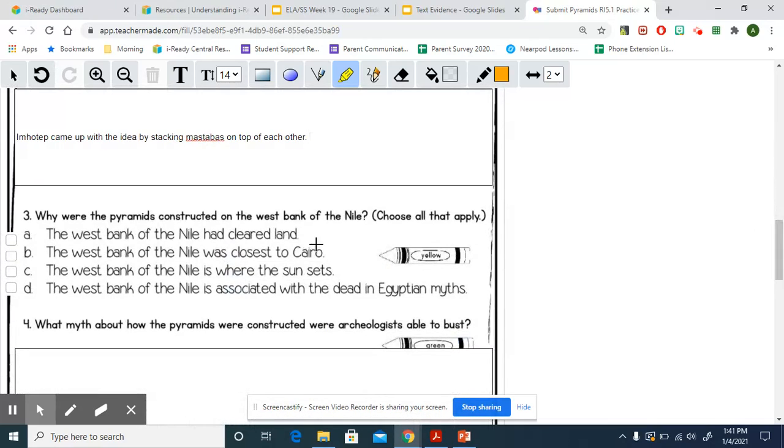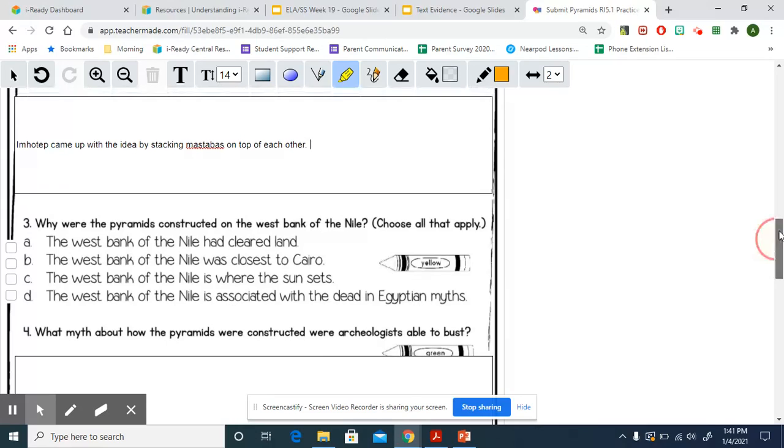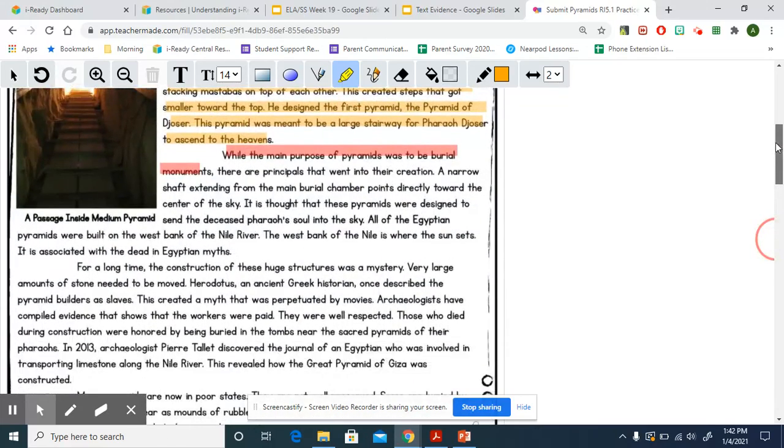All right, next question. Why were the pyramids constructed on the west bank of the Nile? Choose all that apply. Our options are: the west bank of the Nile had cleared land, the west bank of the Nile was closest to Cairo, the west side of the bank is where the sun sets, the west bank of the Nile is associated with dead in Egyptian myths. So we're going to highlight that in yellow. Why did they bury them on the west side of the Nile?